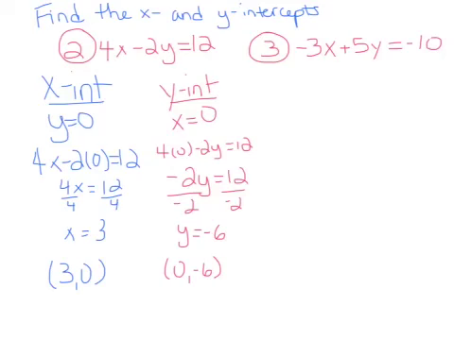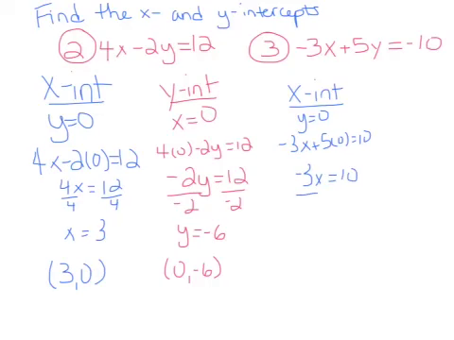Now for number 3, same exact process. First of all, for our x-intercept, we are going to let y equal 0. So you get negative 3x plus 5 times 0 equals 10, which gives you negative 3x equals 10. And if you divide both sides by negative 3, you'll notice you get x equals negative 10 over 3, or 10 over negative 3. But I like to write it with the negative with the numerator.